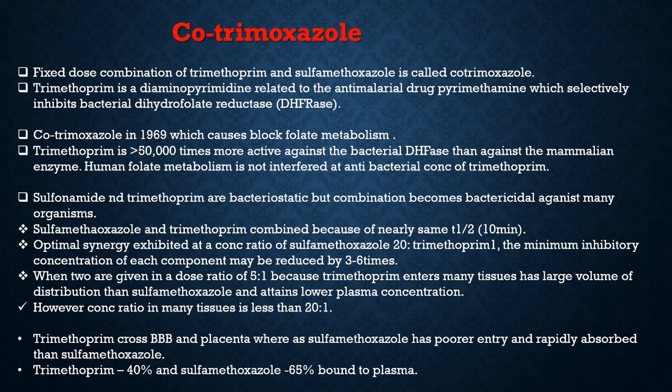Trimethoprim is more than 5,000 times more active against the bacterial dihydrofolate reductase than against the mammalian enzyme. Human folate metabolism is not interfered with at antibacterial concentrations of trimethoprim. Sulfonamide and trimethoprim are each bacteriostatic, but the combination becomes bactericidal against many organisms.